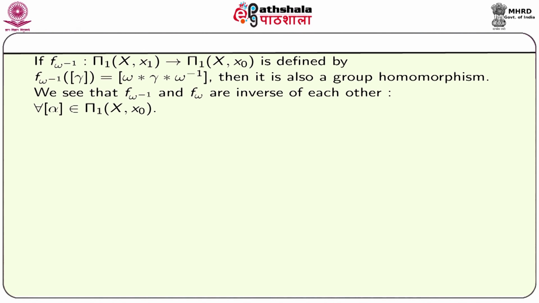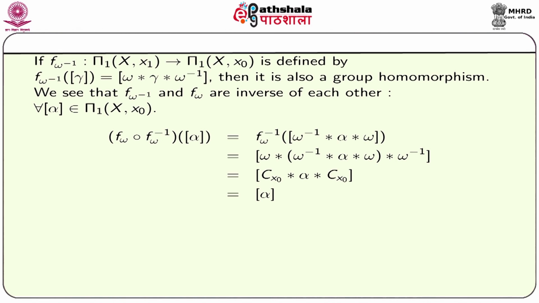Now we see that f omega inverse and f omega, these two are inverse of each other. That is, if we take any element from pi 1 x x 0, let me take that element as class alpha and operate f omega composed f omega inverse on that, we ultimately get that it is equal to class alpha. Hence, pi 1 x x 0 and pi 1 x x 1 are isomorphic by the isomorphism f omega.